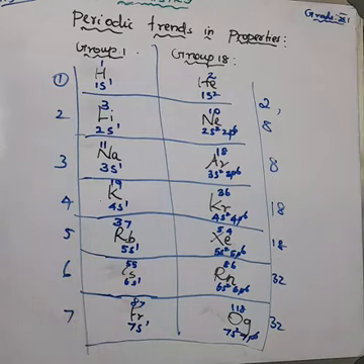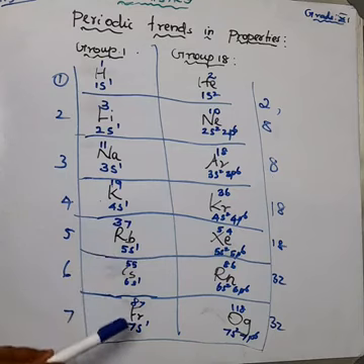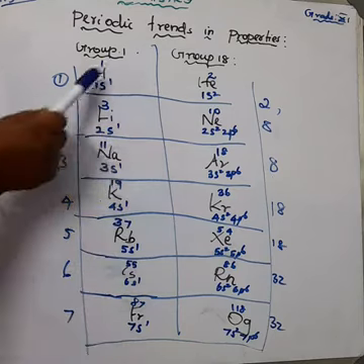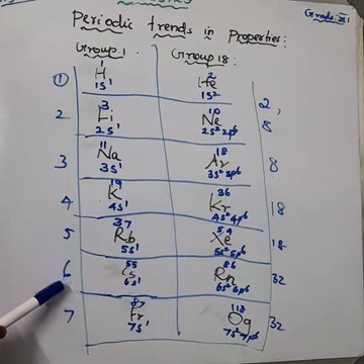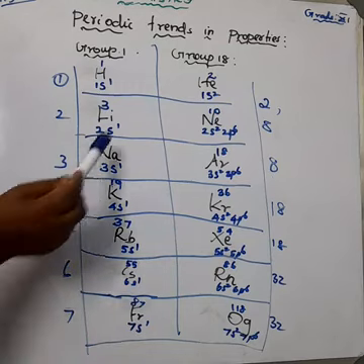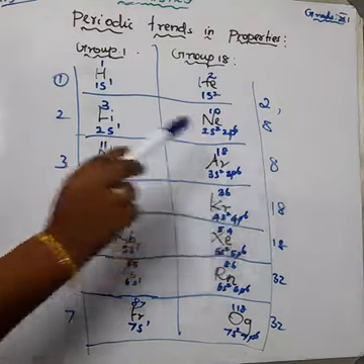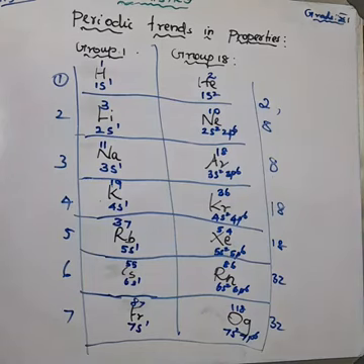Understood? So periodicity means after regular intervals of atomic number, similar properties of elements will reappear. Hydrogen, lithium, sodium, potassium, rubidium, cesium and francium all have similar physical and chemical properties. So these similar properties reappear after certain regular intervals of atomic number. This is called periodicity.